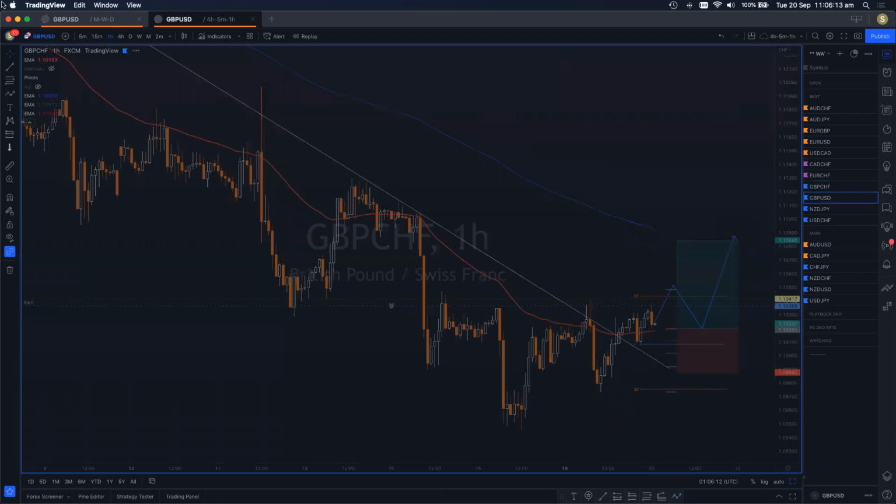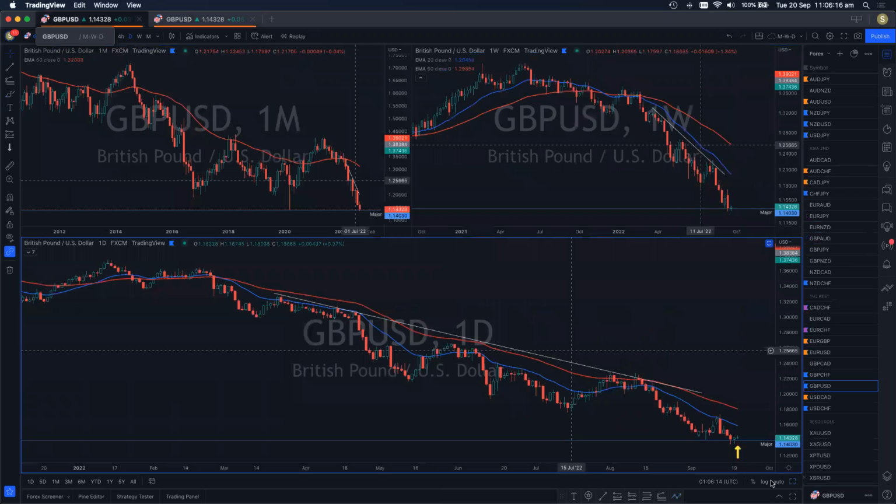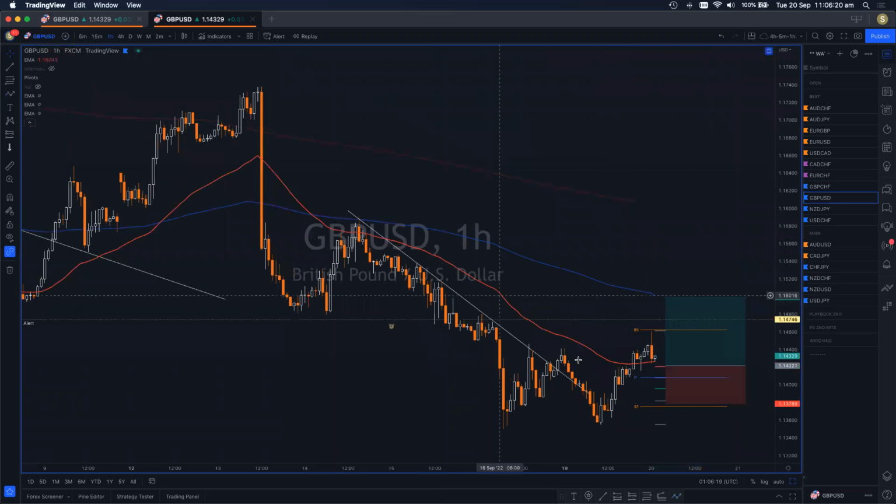Pound USD, similar kind of price action. It's stalling at these levels here. Needs some proof it's changed direction. We've finally got a higher low, so higher high. There's no higher low yet, so it's a bit risky. Hasn't broken very high, so I wouldn't want to enter here personally. It's a bit too risky.